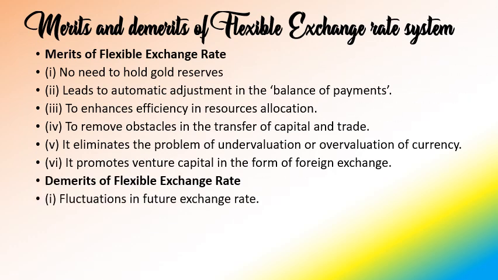Demerits. Fluctuation in future exchange rate: you don't know what will happen tomorrow, so there is always uncertainty in your mind. Uncertainty means risk involvement. It encourages speculation. Obviously, if it fluctuates all the time, today more, tomorrow less, today less, tomorrow more, then the speculator will take the chance. They buy at a lesser price and sell at a higher price, and they get profit.